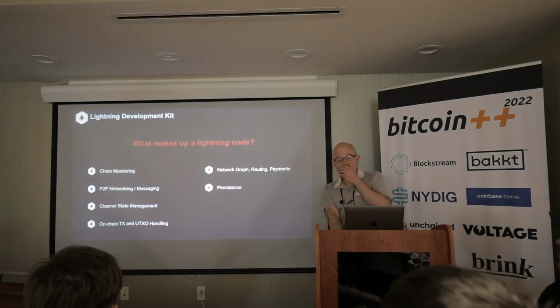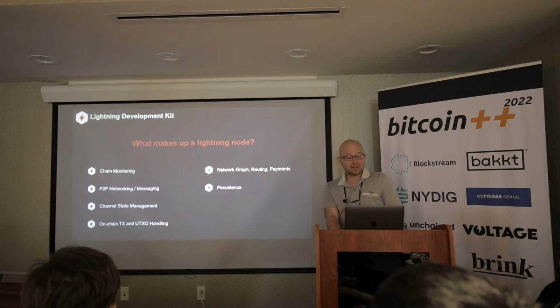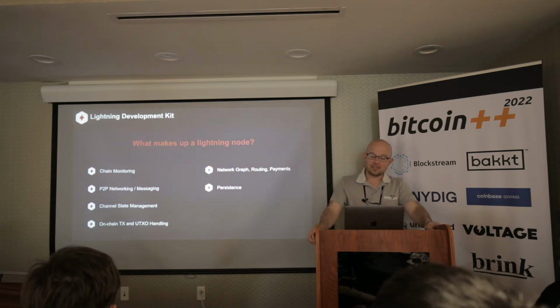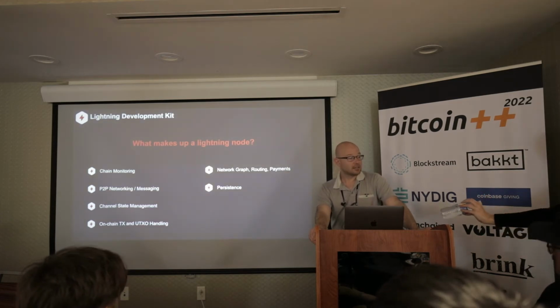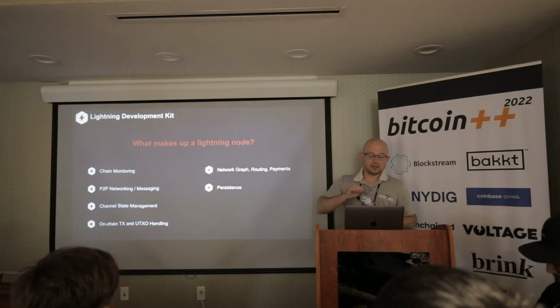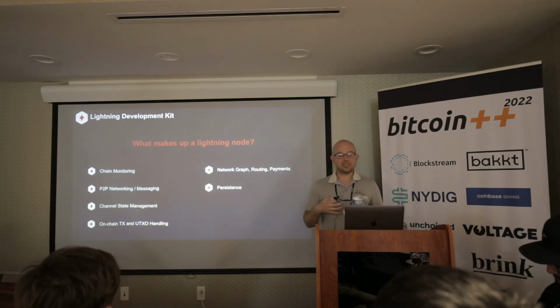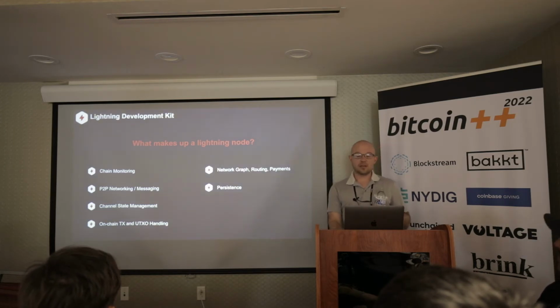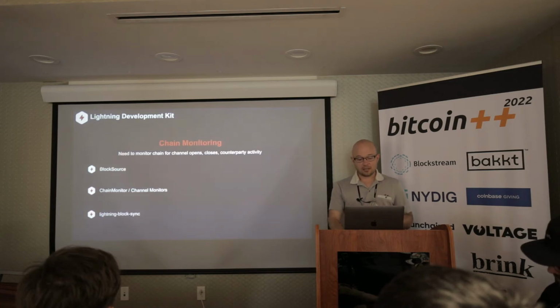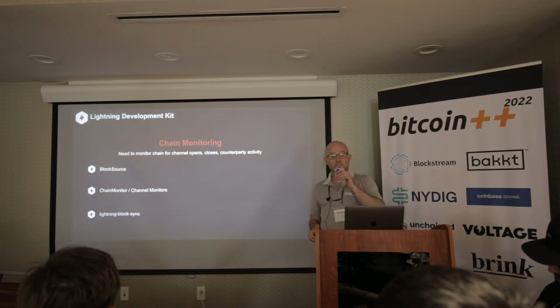So what exactly makes up a Lightning node? There's a lot of components that go into it. This is not all of them, but these are some of the higher level ones that you might work with if you're trying to put together Lightning functionality in your node. And so there's chain monitoring, there's P2P networking, there's channel state management, on-chain transaction handling, the network graph, routing, payments, persistence. There's a lot. So let's look a little bit at each one.